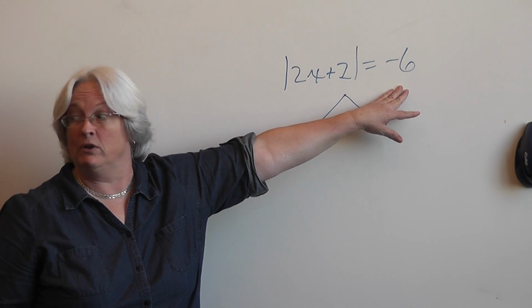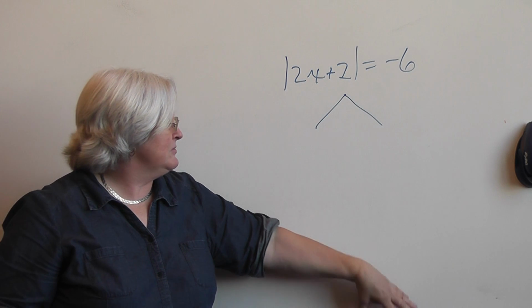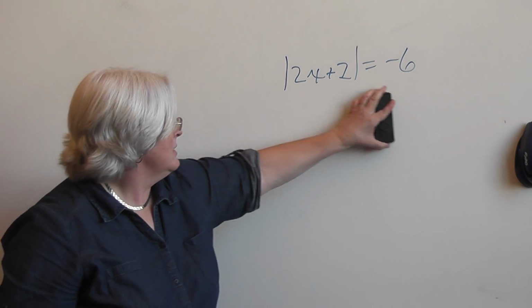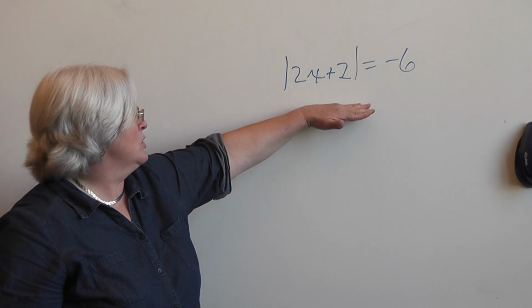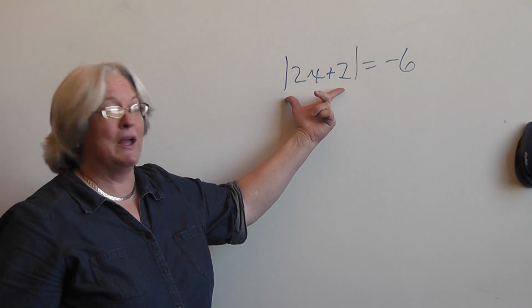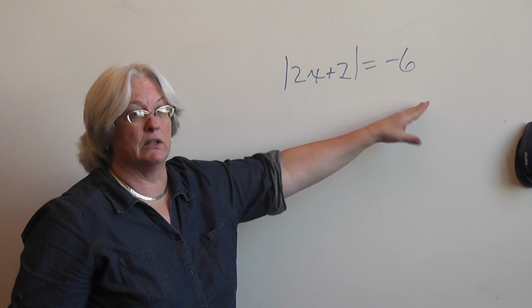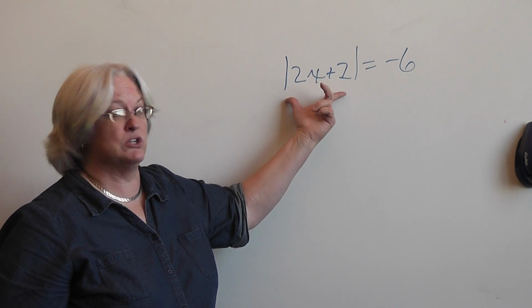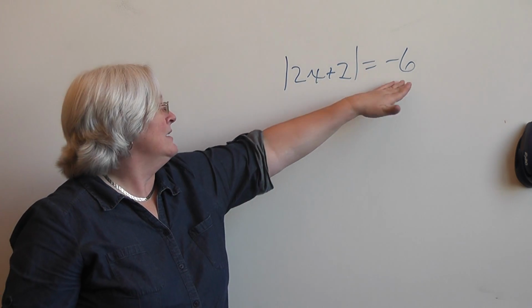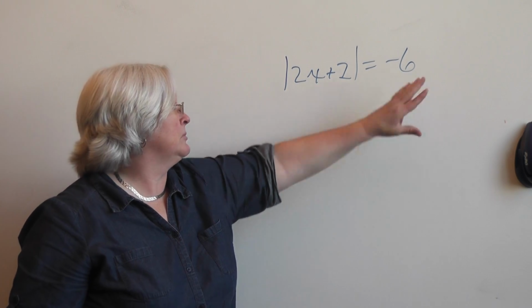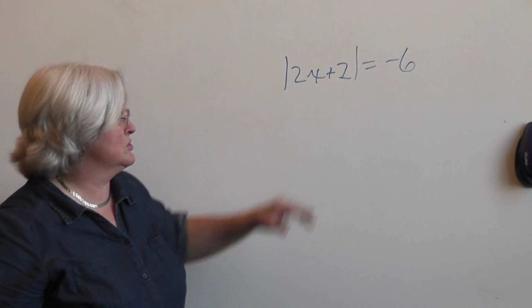Is absolute value ever negative? No, absolute value is never negative. So you can immediately say that there's no solution if the only thing on the left-hand side of the equation is the absolute value bars set equal to a negative number, and then there is no solution.